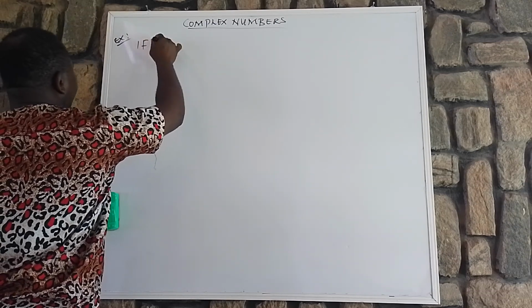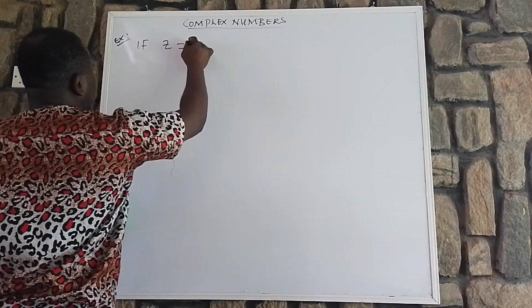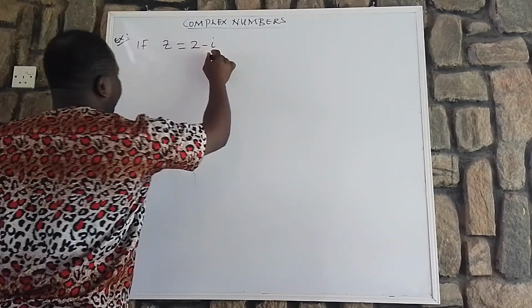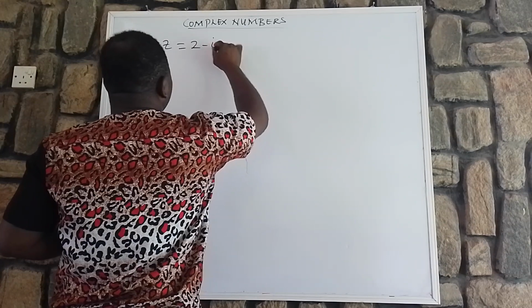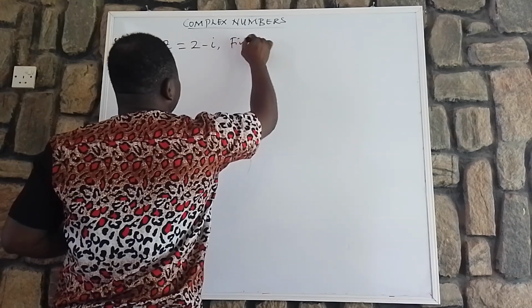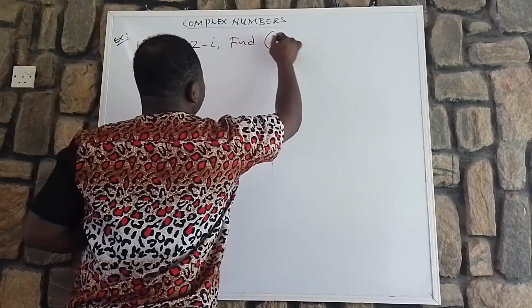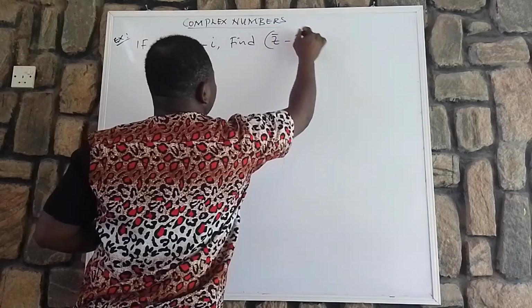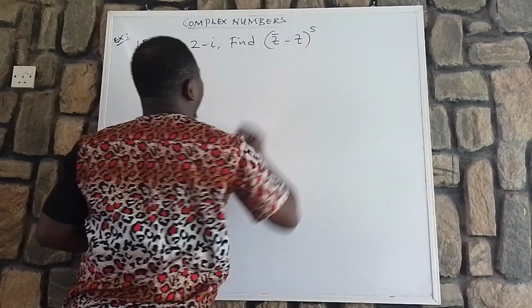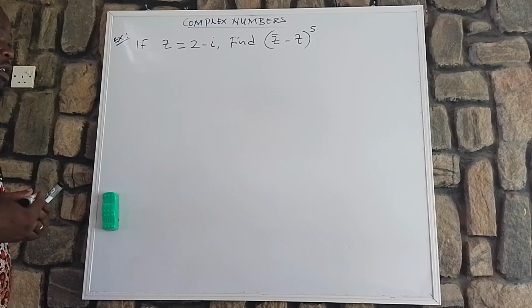If z is equals to 2 minus i, find (z conjugate minus z) all in bracket raised to the power of 5. Simple as ABC, amen?